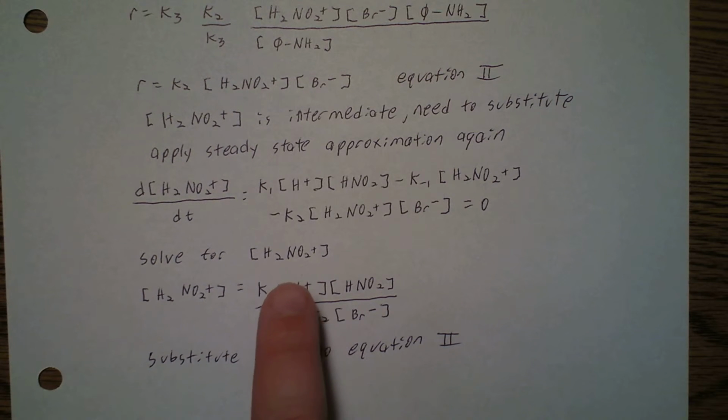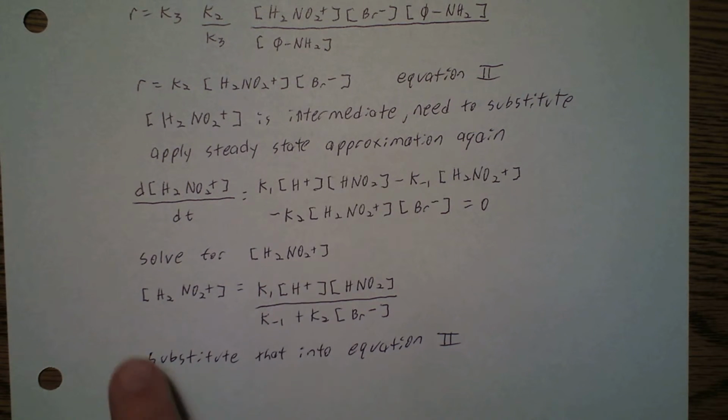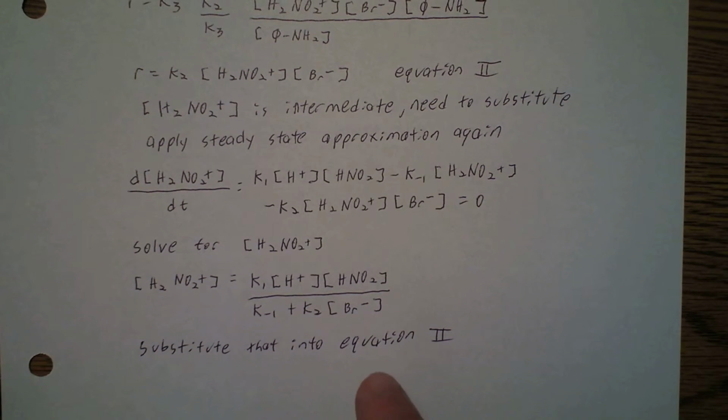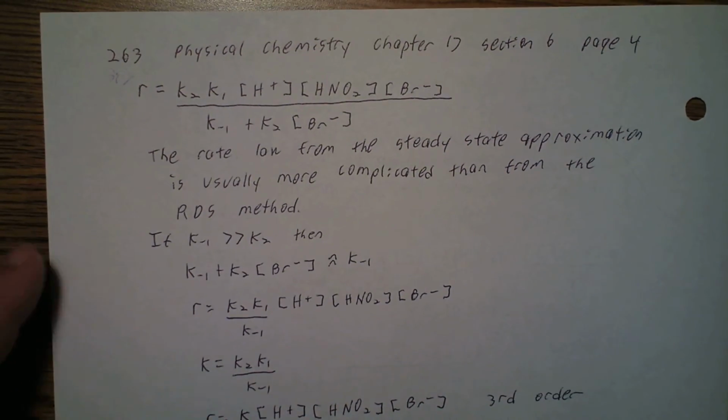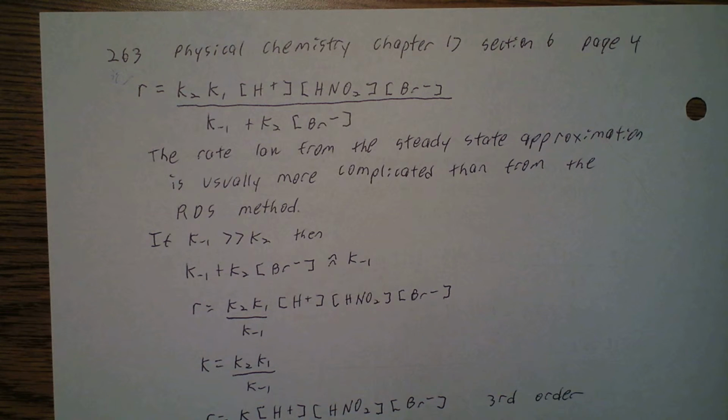So again, we're going to solve for this concentration of H2NO2 plus. So we get H2NO2 plus, the concentration, is equal to K1 times the concentration of H plus times the concentration of HNO2 divided by K minus 1 plus K2 times the concentration of the bromide ions. So we're going to substitute that back into equation 2. Then we get R is equal to K2 times K1 times the concentration of H plus times the concentration of HNO2 times the concentration of bromide divided by K minus 1 plus K2 times the concentration of bromide.